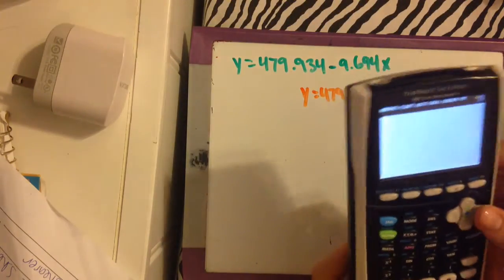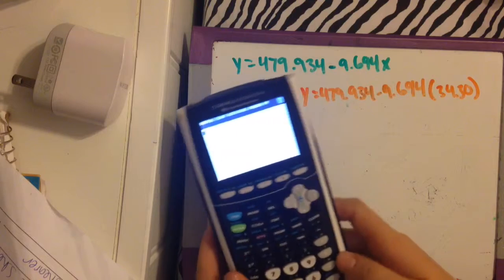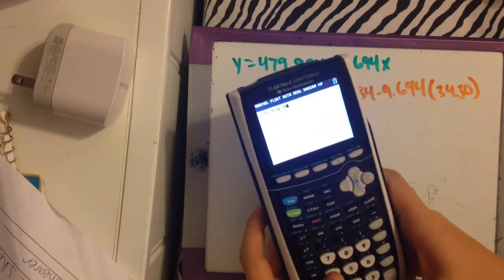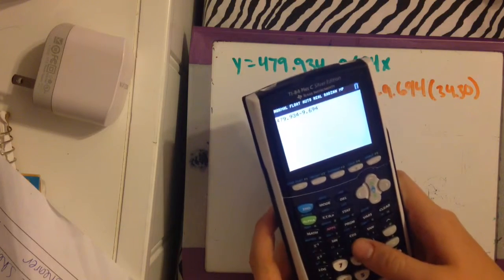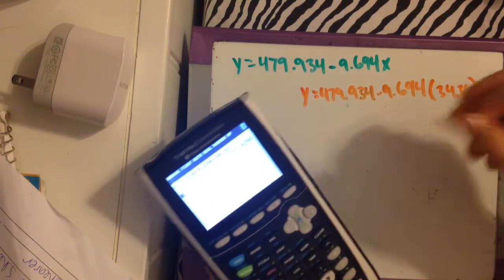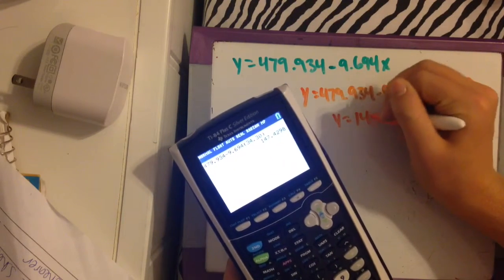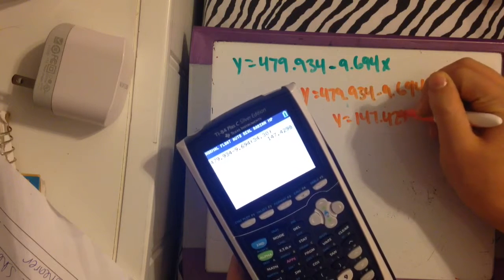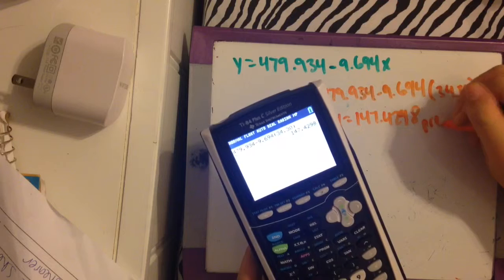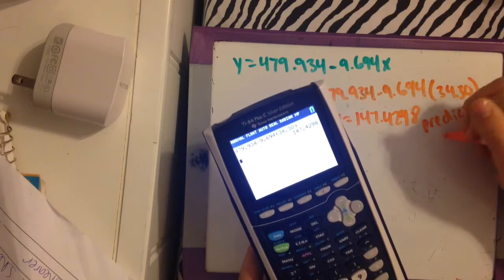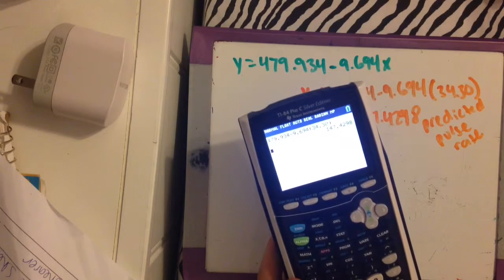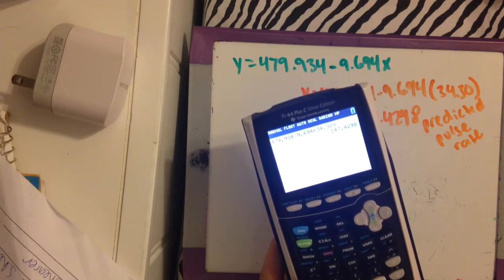Here we can use our calculator once again. We're going to go ahead and plug that whole equation in. 479.934 minus 9.694. Make sure you put parentheses to do the multiplication here. And you get Y equals 147.4298. So that's our predicted pulse rate. His actual pulse rate was 152.